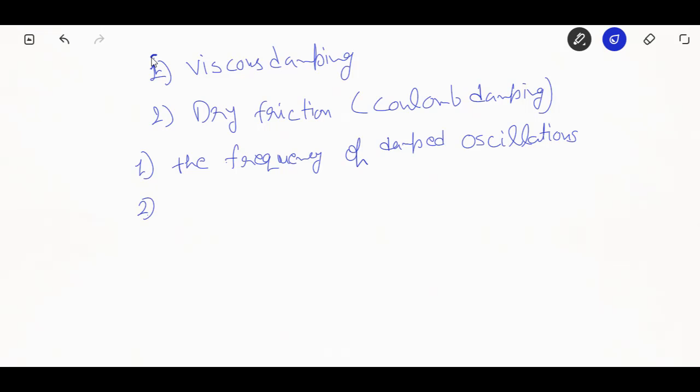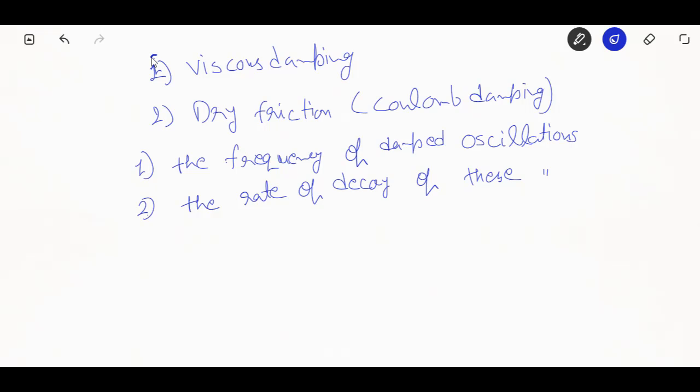The second aspect that we are dealing with is the rate of decay of these oscillations. These are the two things that we are interested in, because, as I said, damping is put into the system to reduce the amplitude of vibration, and as it goes ahead, it should vanish to zero. This is all our endeavor.